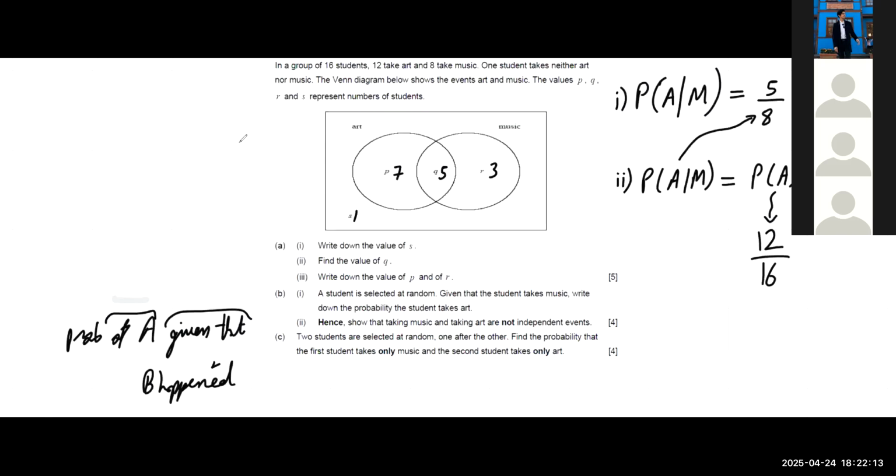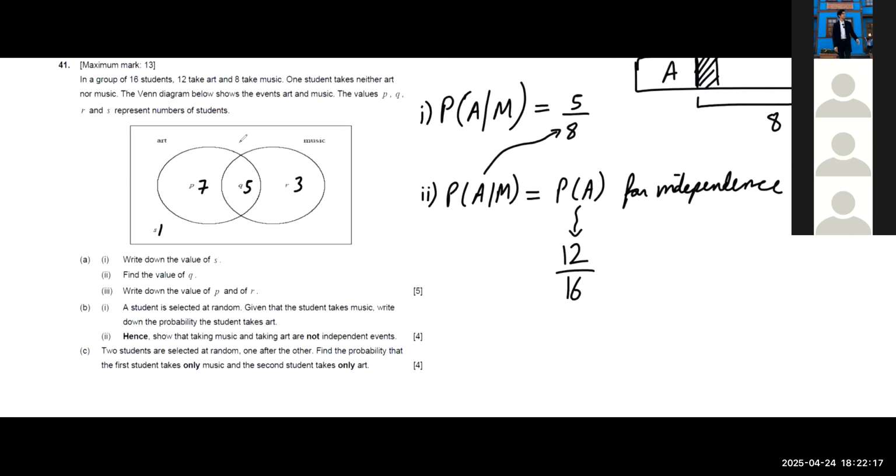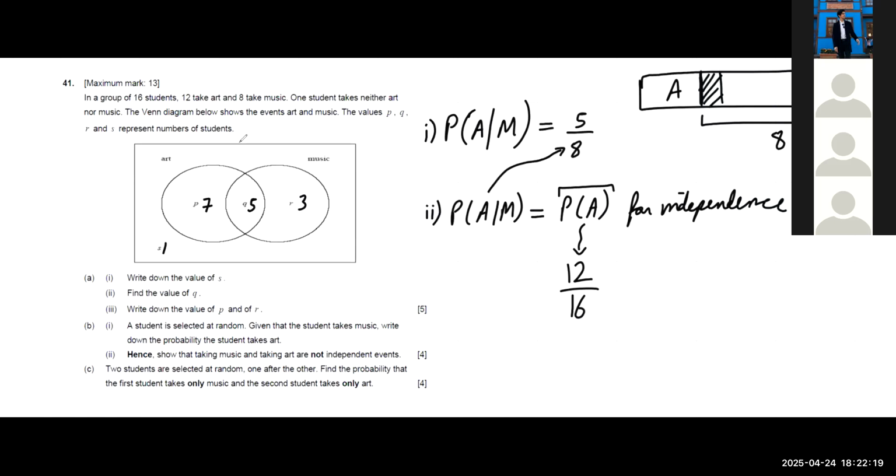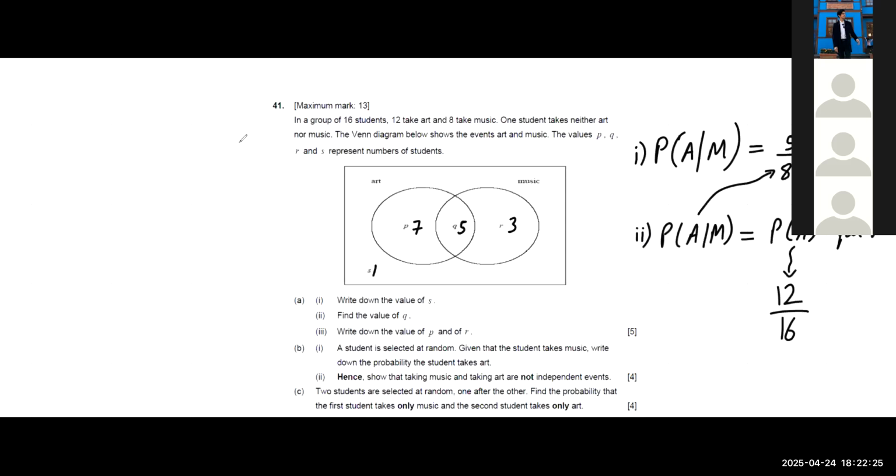Yes, because 16 was the total of students. And 12 is the number of people that take art. See, when I say take art, I don't care about who takes art and music. I only care about who takes art. So, I like to think about it in my head. I see 16 people standing. I tell everybody who does not take art to go home. Who's left? 12 people. Okay? That's how I'm thinking about it.